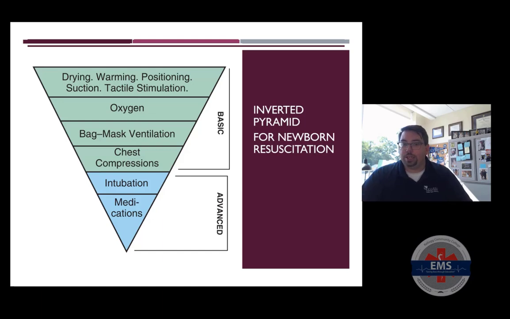Oxygenation is important, especially if we're seeing that heart rate fall below 100 or they're having difficulties in their grimace or activity. And then bag valve mask ventilations are important for any child that has a heart rate less than 100. Chest compressions if the heart rate falls less than 60. Beyond that, we know airway is one of the most critical things we can do, and that pediatric patients are very dependent on oxygenation, and so intubation takes precedence over medications.